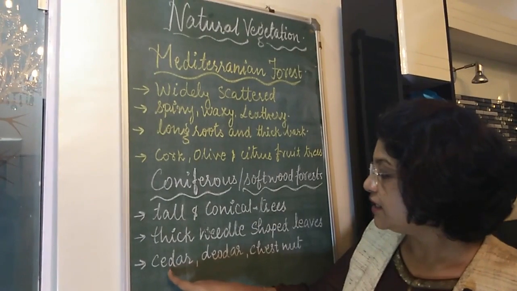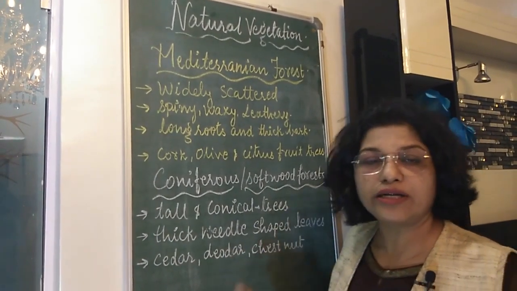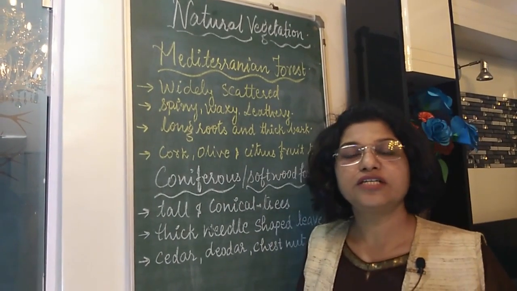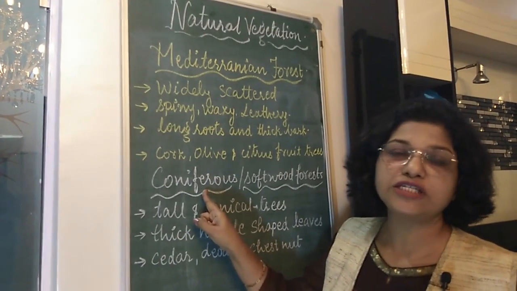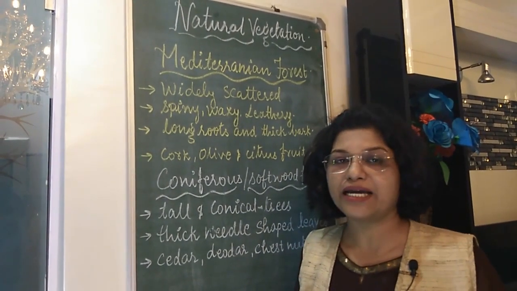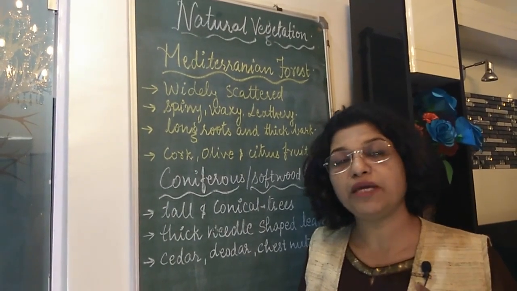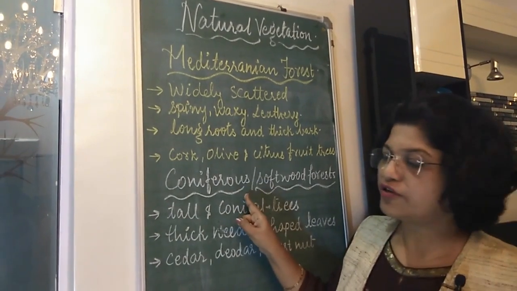Next, different types of trees are cedar, deodar, chestnut, walnut, pine, fir, spruce. These are some of the varieties of trees which are found in coniferous forest. These trees are of great economic importance because they are used to make ply and plywood and also paper pulp. So, that is the importance of these coniferous forests.